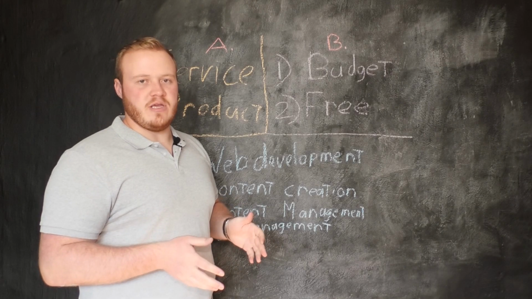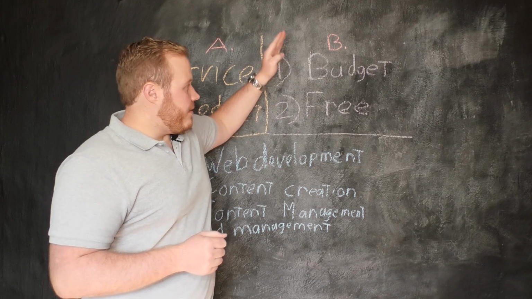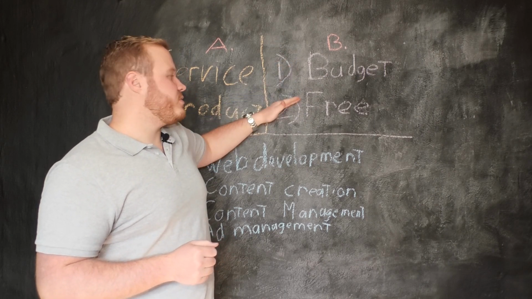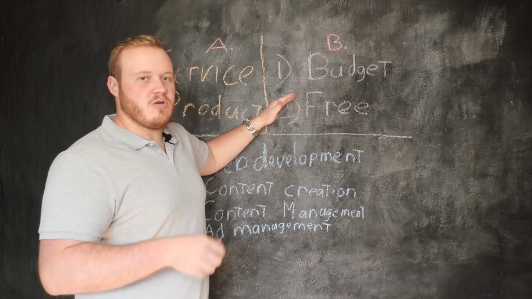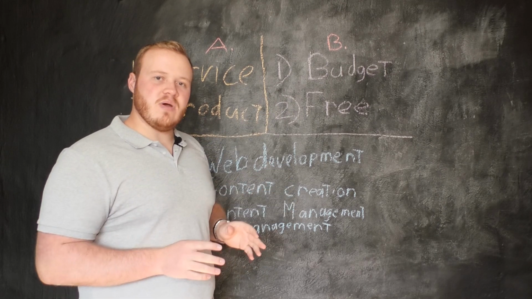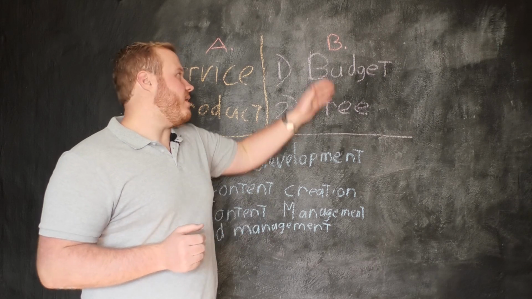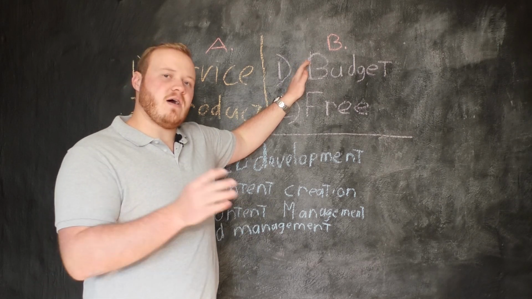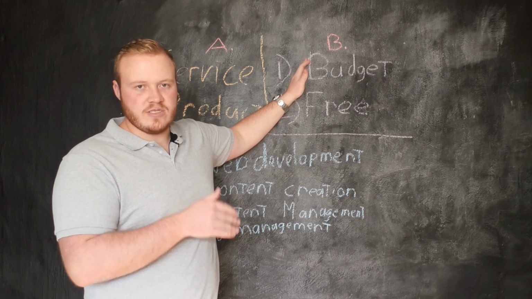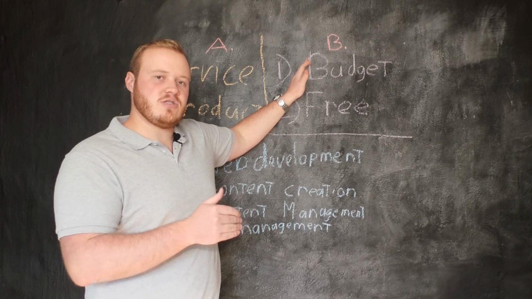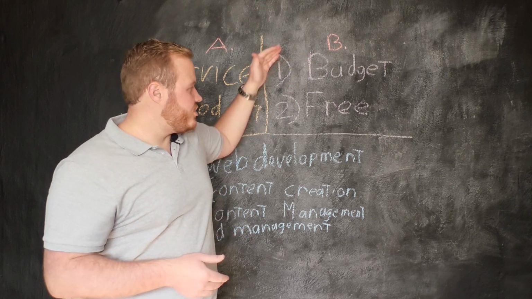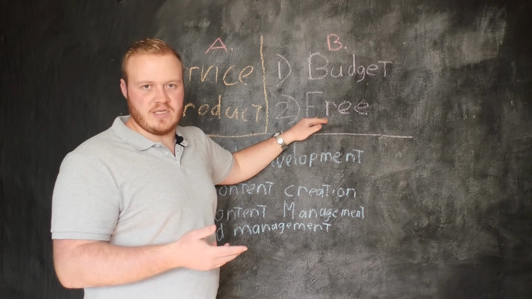Let's start with category B. So B is a budget, and the second option is free. By this I mean, what do you have to put into your business to market your business? Are you going to use a budget that you set out every month? You maybe have another income stream that you can take some of and use as a budget to jumpstart your business? Or do you need to use the free method of marketing?